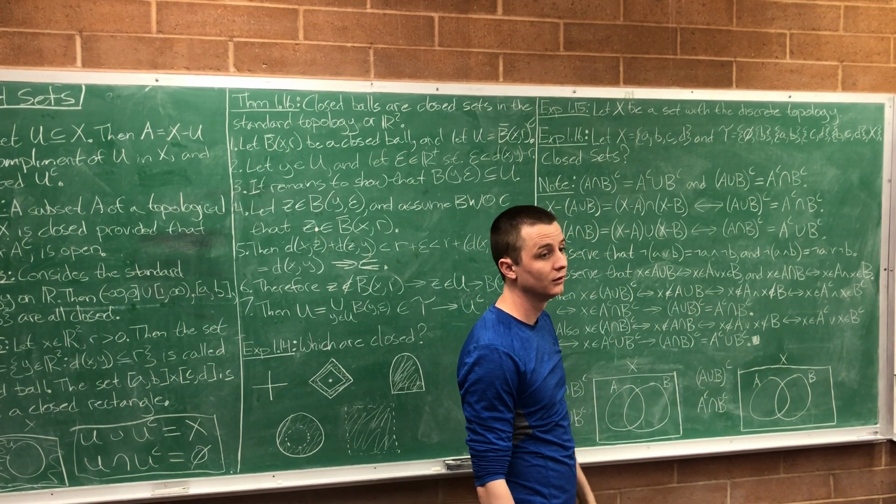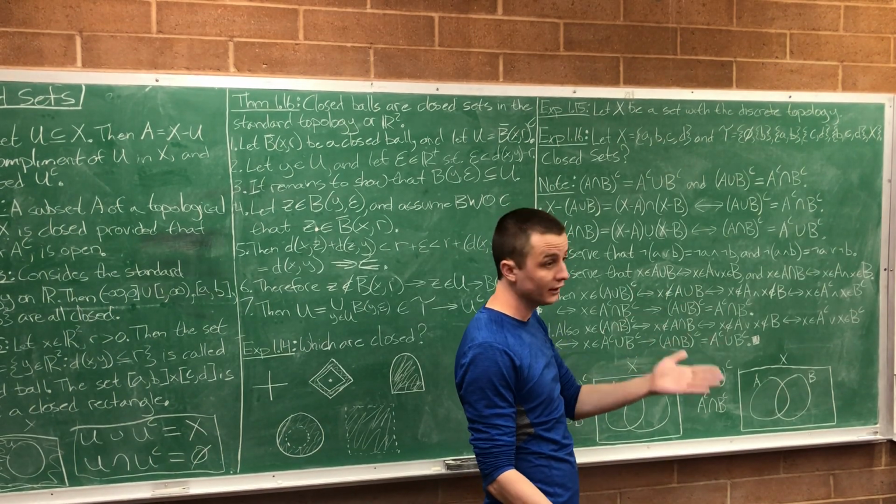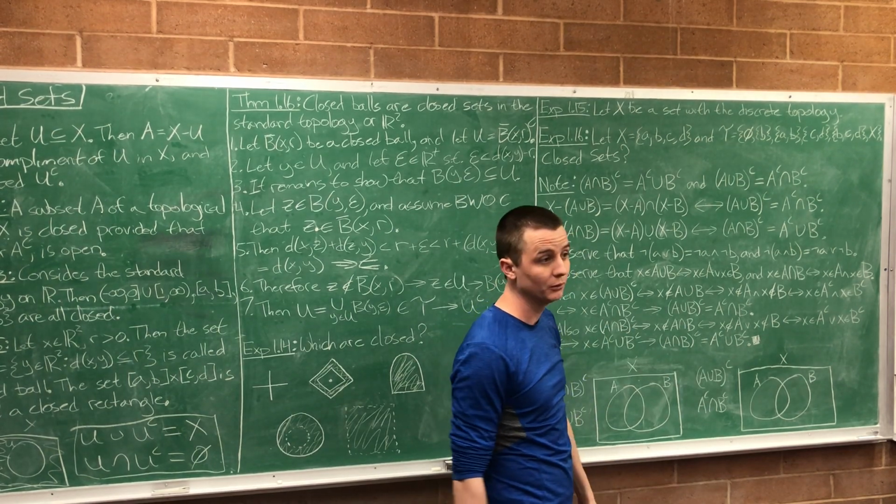Wouldn't it be the empty set? Also any of them? The empty set, that is closed. Why? Because its complement, all of X, is a subset of X. Yeah. So yeah, that one works.